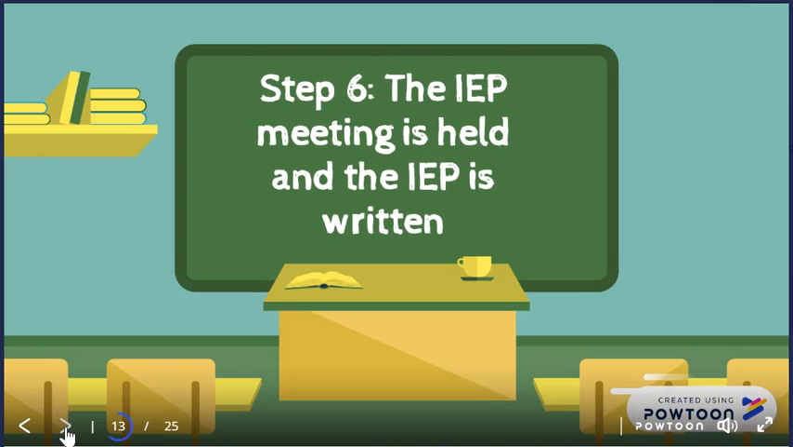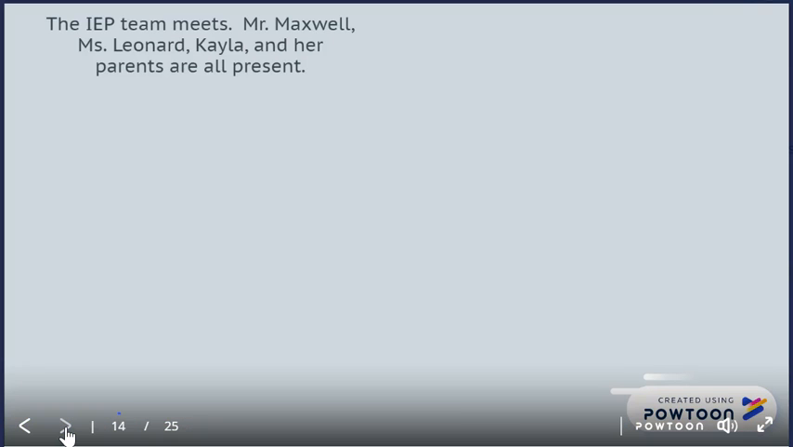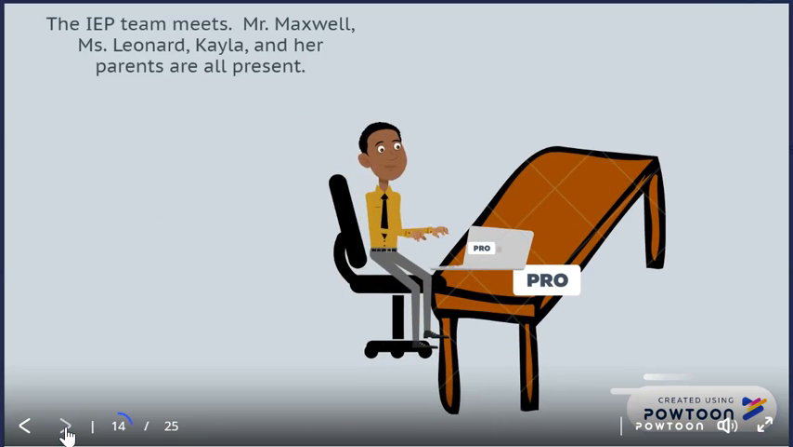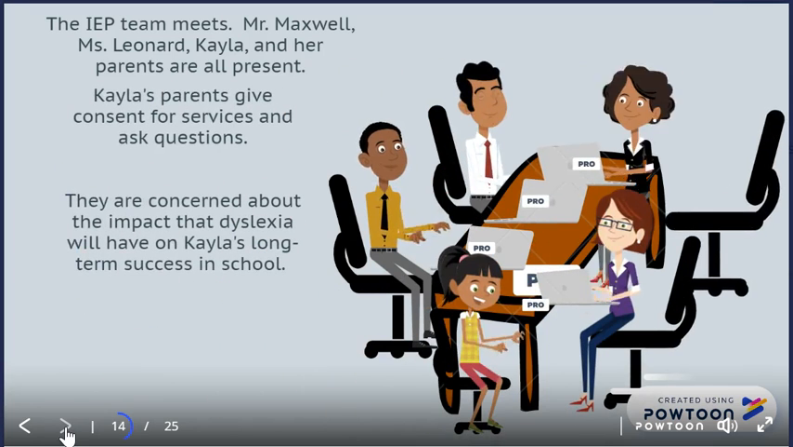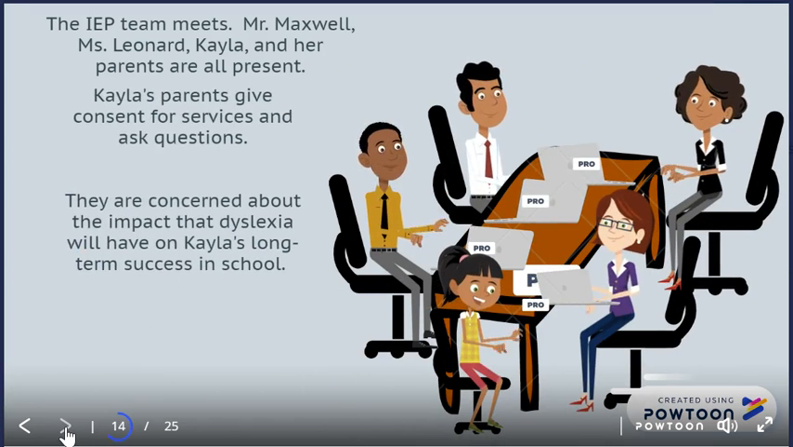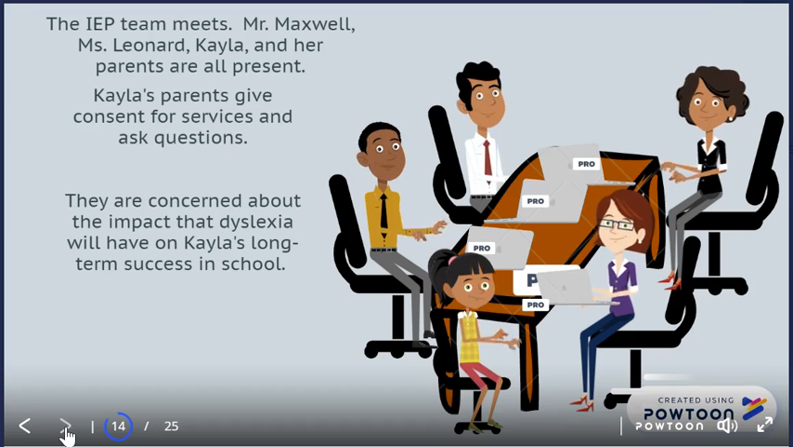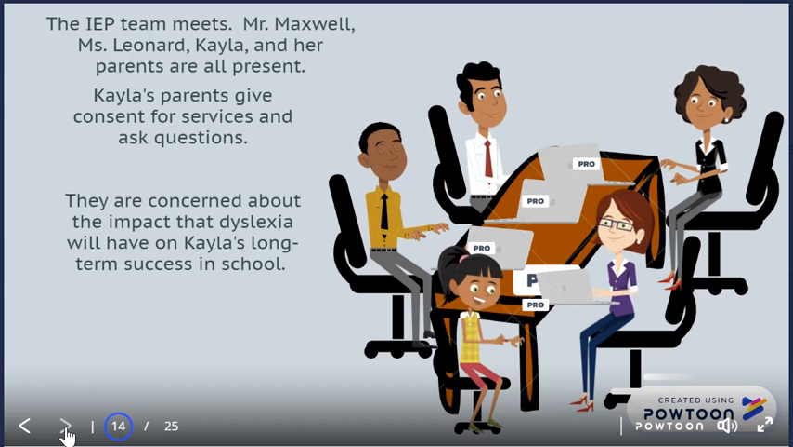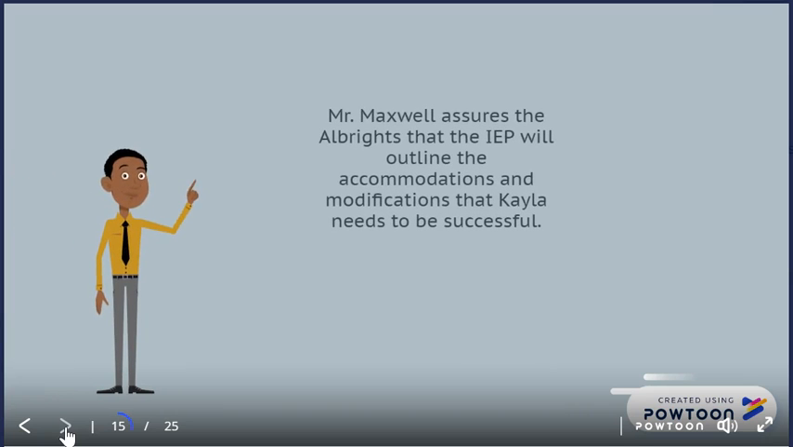Step 6, the IEP meeting is held and the IEP is written. The IEP team meets. Mr. Maxwell, Ms. Leonard, Kayla, and her parents are all present. Kayla's parents give consent for services and ask questions. They are concerned about the impact that dyslexia will have on Kayla's long-term success in school. Mr. Maxwell assures the Albrights that the IEP will outline the accommodations and modifications that Kayla needs to be successful.